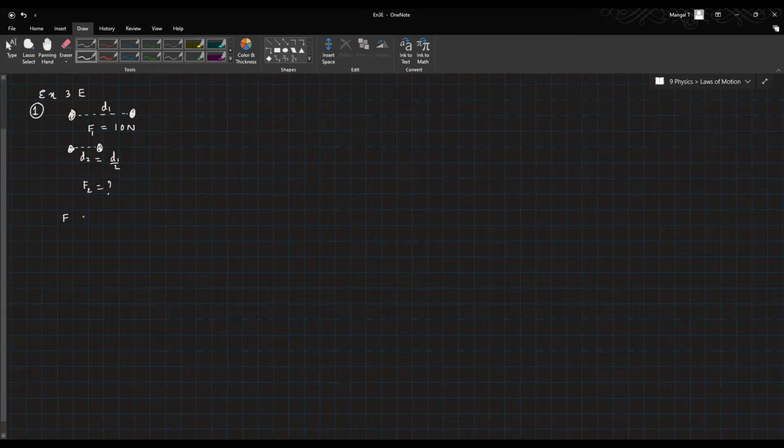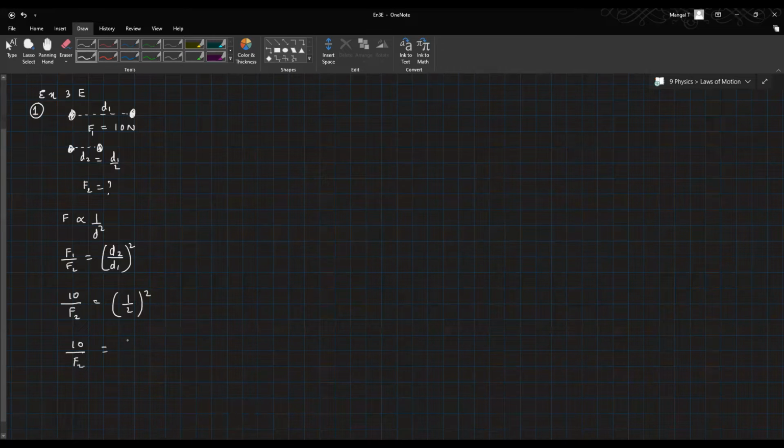We know that the force follows the inverse square law of distance. Therefore, F1 upon F2 is equal to (d2 upon d1) squared. So this is 10 Newton, and this is F2. d2 upon d1 will be equal to 1 by 2, so we get 1 by 4. F2 will be 10 times 4. So F2 is 40 Newton.